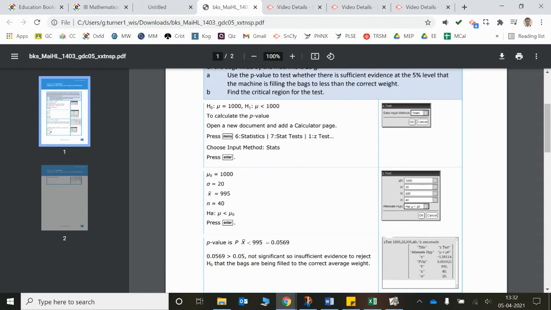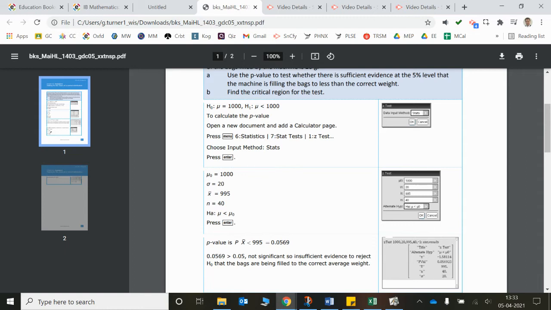So this is a common test, of course. So it's Z test. And we're going to go to the input method of the stats. We have the stats available for this. We're going to go OK on this. Now, we get asked for your mu, so the null hypothesis mu, which is 1,000. We have again that sigma is equal to 20.